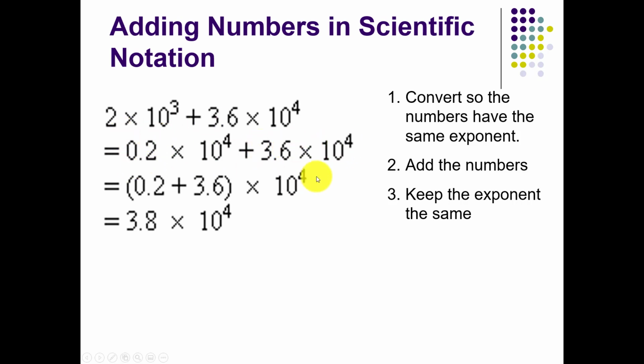Now I'm going to add 0.2 plus 3.6, which is what they did here, and they get 3.8 times 10 to the fourth. If you had made them both 10 to the third, you would have changed this one, and to make it a third, you would have made it 36 instead of 3.6. Then you would have added 36 plus 2, which would have given you 38 times 10 to the third. And 38 times 10 to the third is not in scientific notation, so you would have had to move the decimal, which would have made it 3.8 times 10 to the fourth. So again, you would have come out with the same answer. So convert them both into the same exponent, then add them, and then make sure your final answer has the right scientific notation.